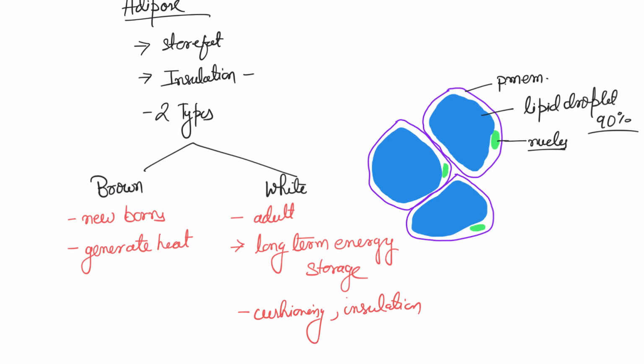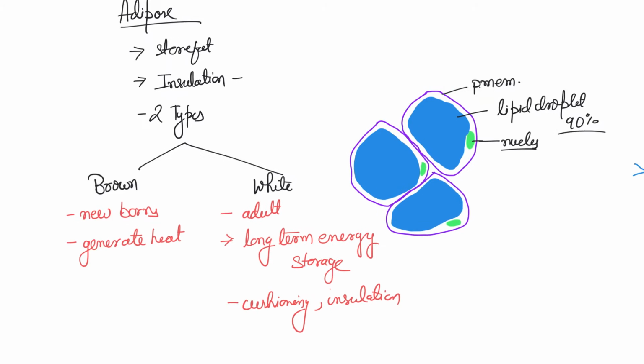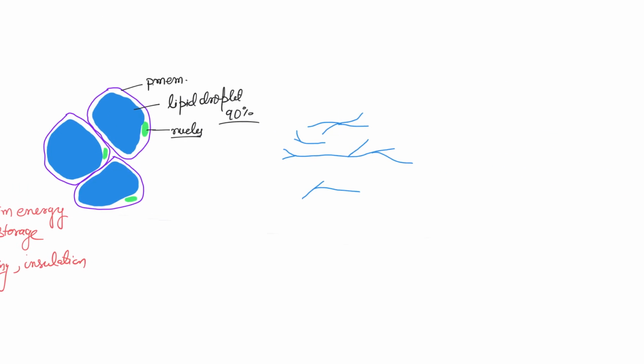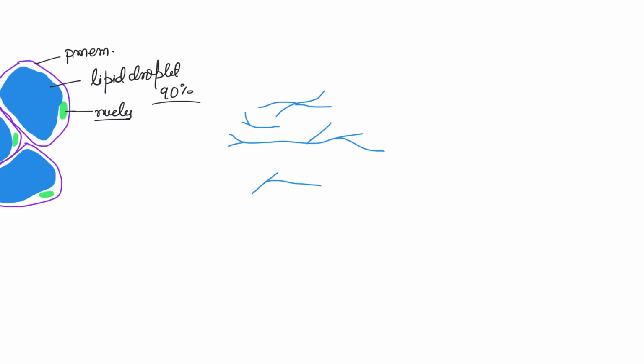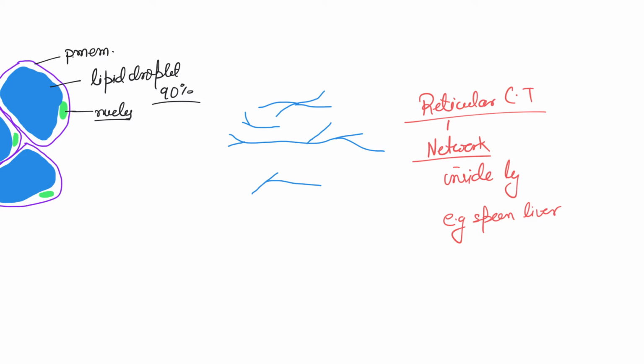So with that, we arrive at the last of the loose connective tissue, that will be the reticular connective tissue. Now the word reticular comes from a word meaning network. That means these connective tissues generally form a network inside lymphoid organs, that would be the spleen and even the liver.